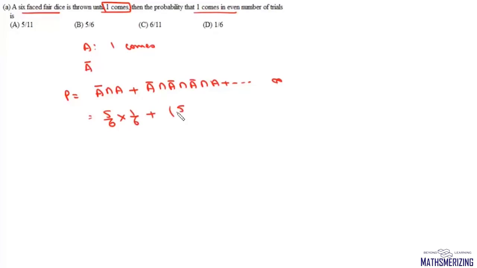Now this is (5/6)³ into 1/6, and it will continue up to infinity. So this probability is nothing but an infinite GP whose sum is (5/36) upon 1 minus 25/36, which is 5/11, and that's your option A.